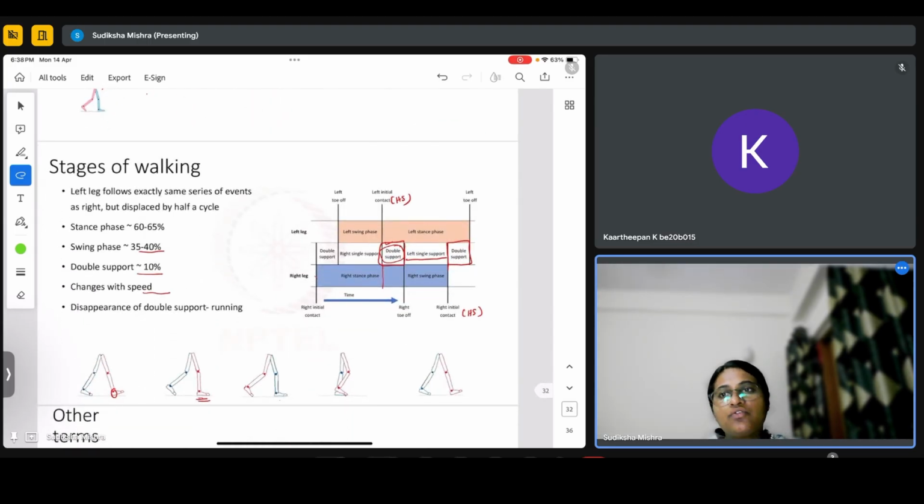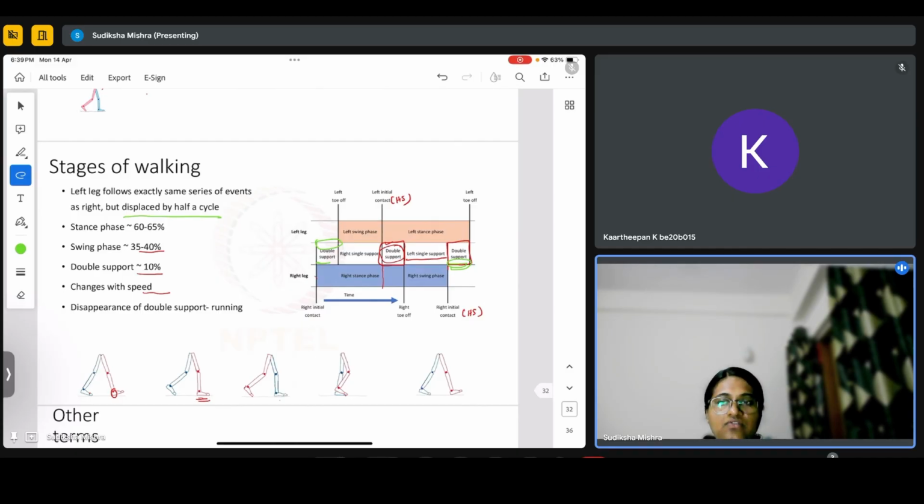If you are to look at what times are present in different stages of walking, essentially both of the legs follow the same series of events, but they are displaced by half a cycle. So there is this portion and this portion in which there is no overlap. These portions are known as double support phases, where both of the feet are in contact with the ground.